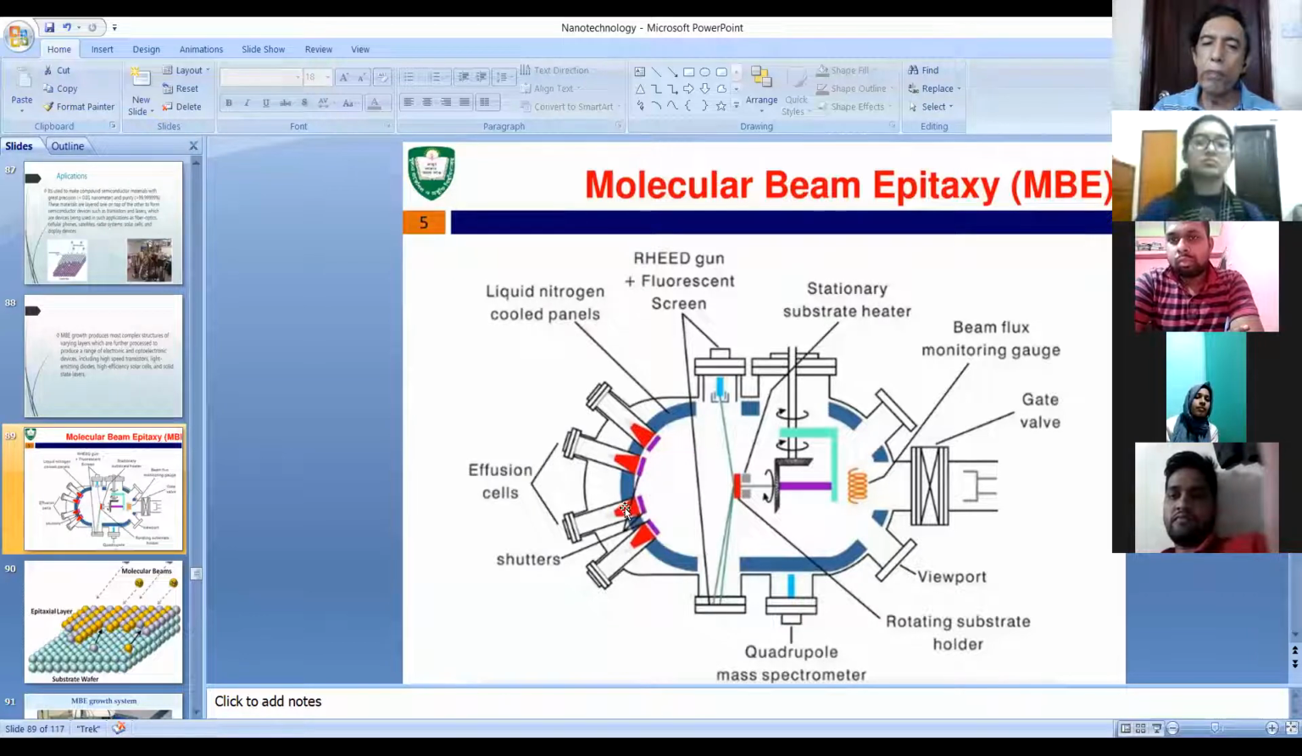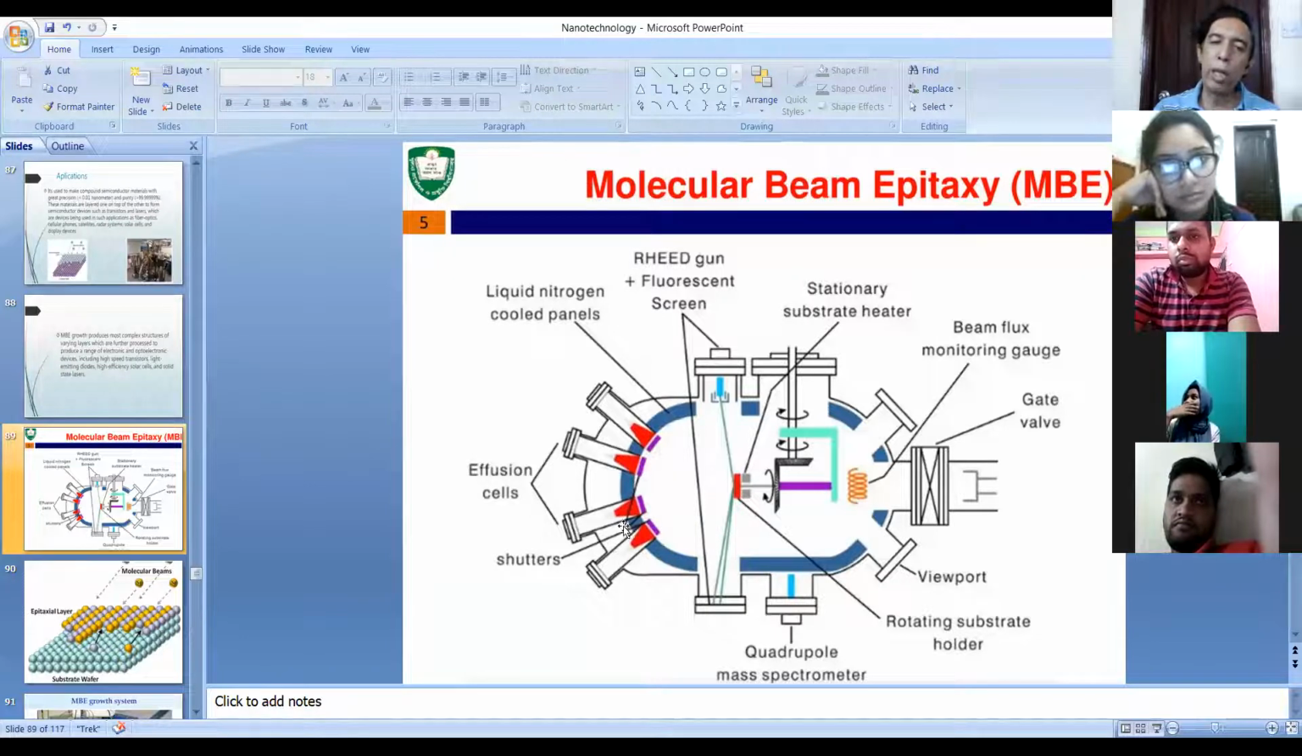Now, these are the effusion cells where your precursors are kept. Say, for example, if you want to prepare an aluminum indium gallium phosphide thin film, then there it is aluminum, there it is indium, there it is gallium, there it is phosphorus. All are in the solid state. There is a coil, there is some heating arrangement here.